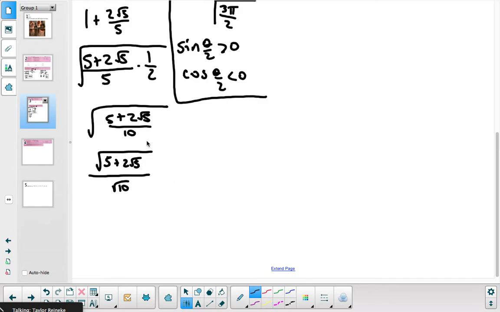Now we can multiply top and bottom by root 10. We're going to multiply the numerator by root 10, which we're bringing into a square root, so it's going to be just multiplying by 10, all over 10. Okay.